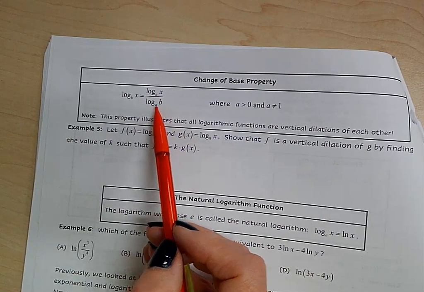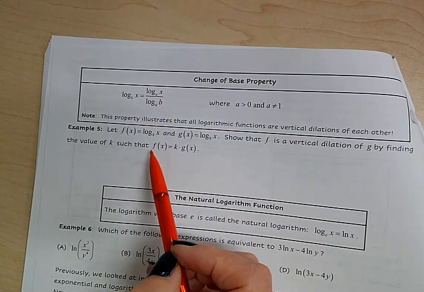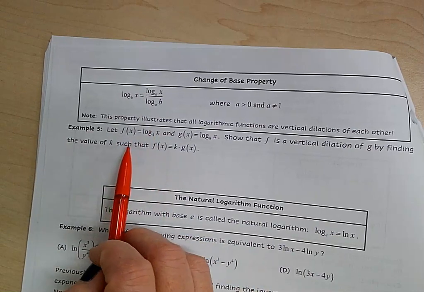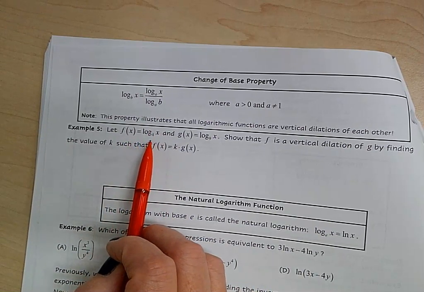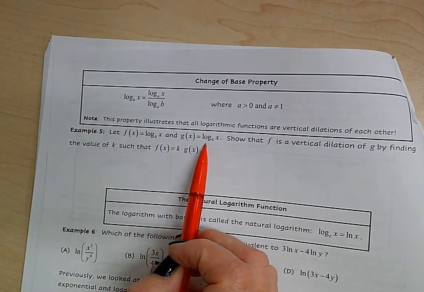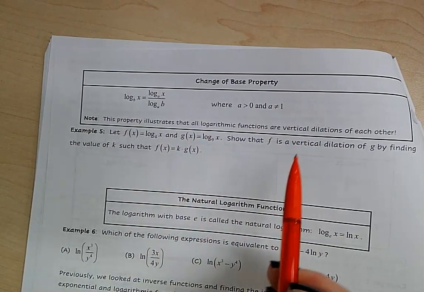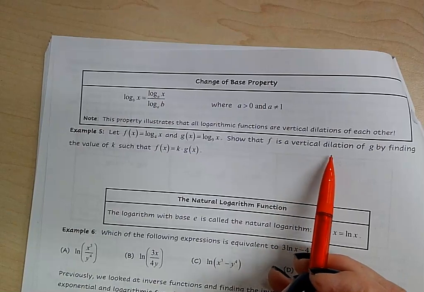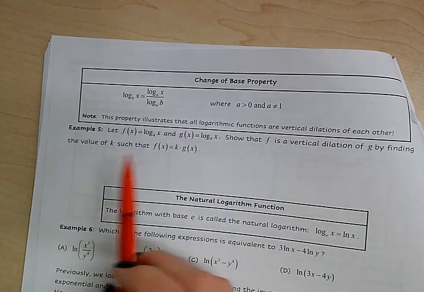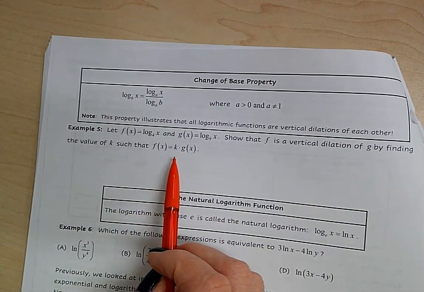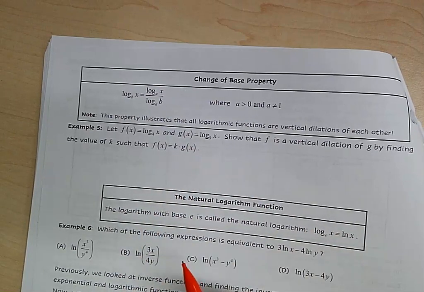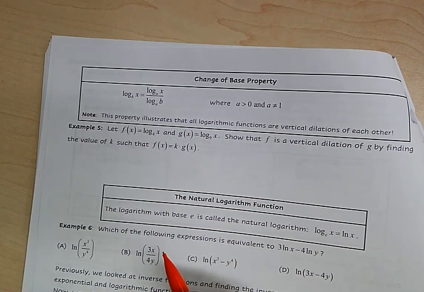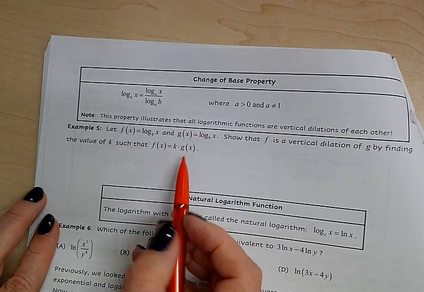So right here we have a question that we're going to work through. It says, let f of x equal log base 4 of x and g of x equal log base 9 of x. And they want us to show that f is a vertical dilation of g by finding the value of k such that f of x equals k times g of x. And that's a lot going on right there. So let's talk about what we know.